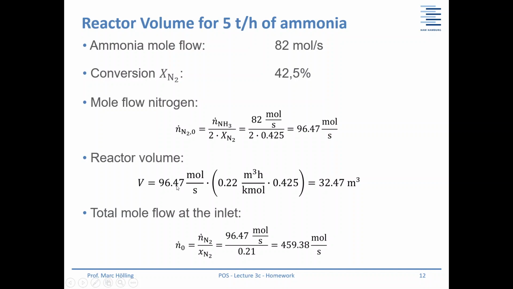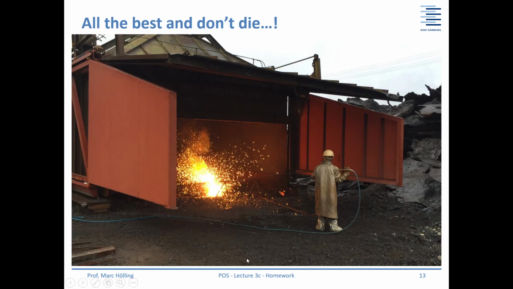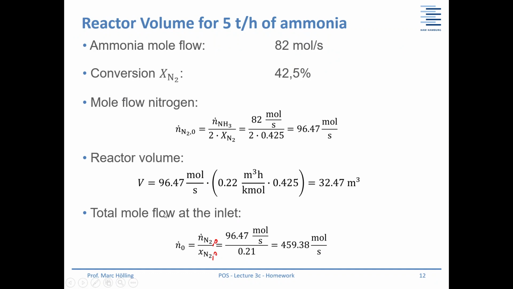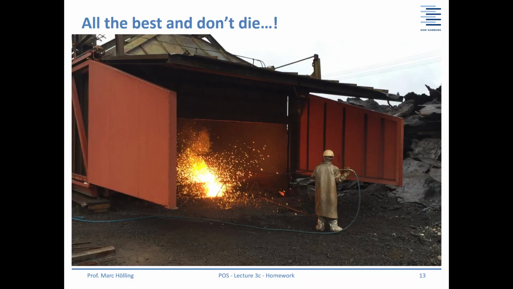And now you just have to change the mole flow. So from 21, you go to 96.47 moles per second, and then you end up with the reactor volume of 32.47 cubic meters. And if you want to know the total mole flow at the inlet, then you know the mole flow of nitrogen at the beginning, and you have to divide it by the mole fraction of nitrogen at the beginning. So this is 21%, and then you end up with a total mole flow at the inlet of 459.38 moles per second.